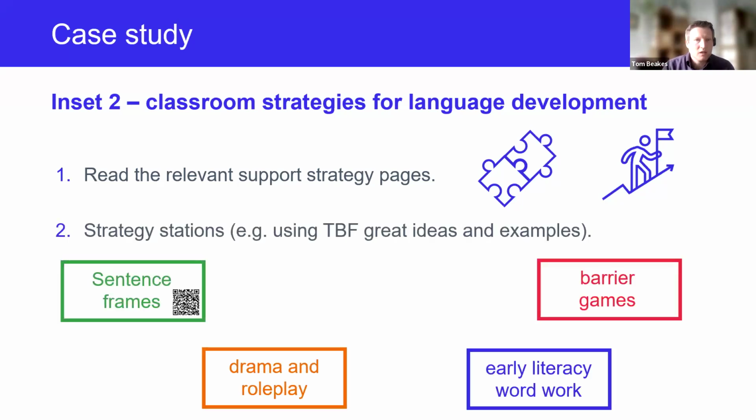And then maybe doing a strategy stations activity. By that, I mean setting up some tables or spaces in the room. Each space has its own strategy with a QR code or with physical examples and resources demonstrating that particular strategy. So that could link, for example, to the Bell Foundation Great Ideas pages, where there are videos and explanations of how these strategies work, or whatever other resources you might find relevant. And teachers then can go to whichever strategy interests them most or would most benefit their learners and learn about that.